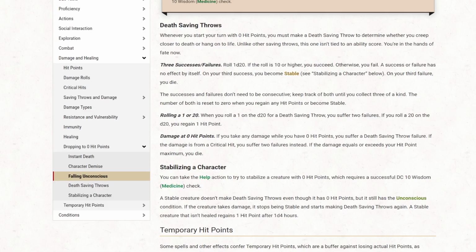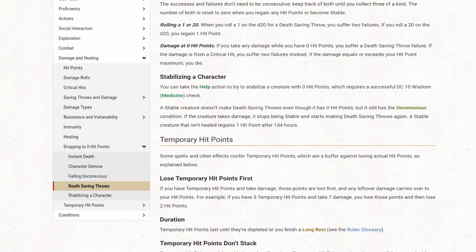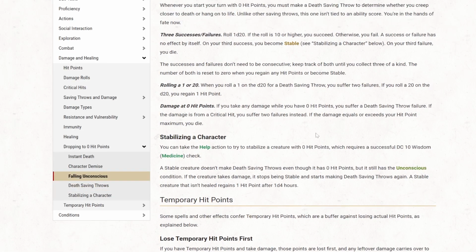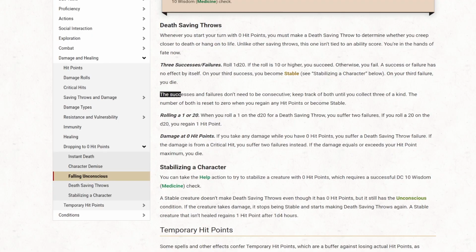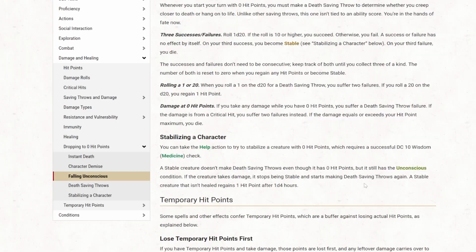Damage at 0 hit points. If you take any damage while at 0 hit points, you suffer a death saving throw. So only if it's a critical hit do you suffer 2. And then the same thing for excessive damage exceeding your max HP. And a stable creature doesn't make more death saving throws. Again, you're immune to an unconscious condition. But if you take more damage, you stop being stable and start making death saving throws again. None of this says anything about clearing your death saves once you hit stable. Oh, here it is. I'm blind. The number of both resets to 0 when you regain any HP or become stable. So that's a thing. But that's the regular rules.